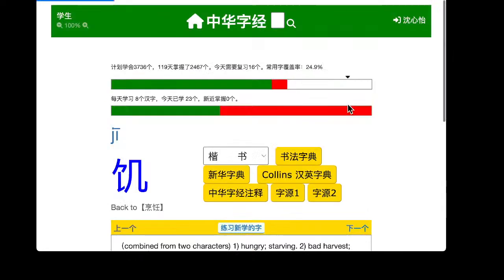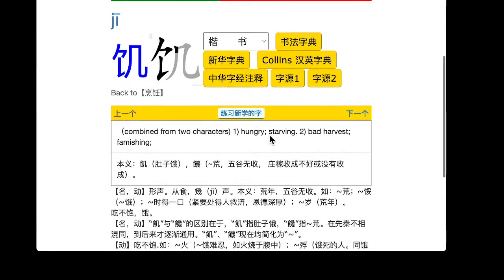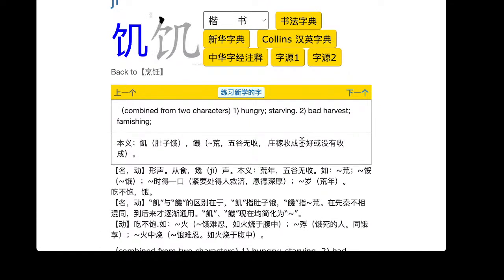Next one, 饥. 饥 has two meanings. Again, this character combines two traditional characters. One means hungry and starving. That's actually one character in traditional Chinese. And the second one means famine or bad harvest. So that's another character.